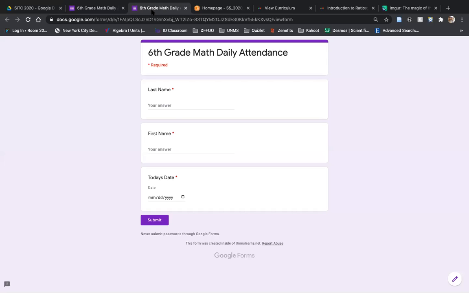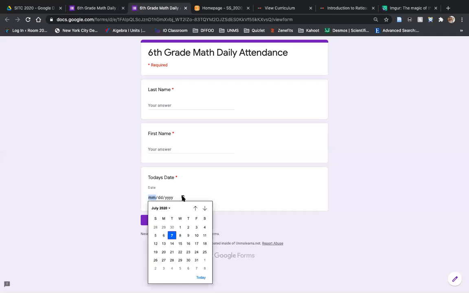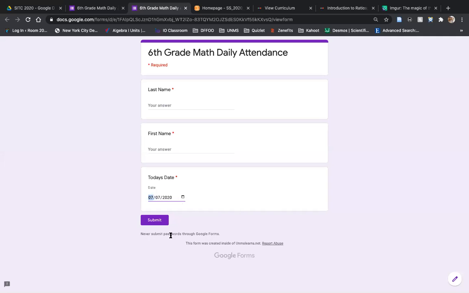Really simple. All you have to do is type in your last name, your first name, and then today's date. So the easiest way to do that is just to click this little box here, and it should default to whatever today's date is. So if today is the 7th, just click that. You don't have to think about it. Hit submit. That's how we're going to track your attendance, right?